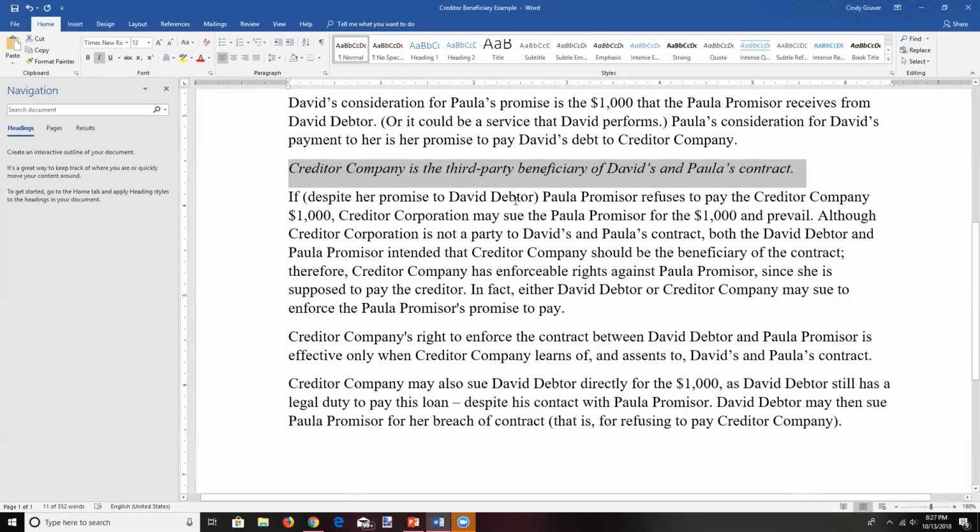If, despite her promise to David Debtor in the contract, Paula Promise refuses to pay the Creditor company the $1,000, Creditor company can sue Paula Promise for the $1,000 and prevail. Although Creditor Corporation is not a party to David and Paula's contract, both David Debtor and Paula Promiser intended that the Creditor company should be the beneficiary of the contract. Therefore, Creditor company has enforceable rights against Paula Promisor, since she was supposed to pay the creditor. In fact, either David Debtor or Creditor company may sue to enforce Paula Promiser's promise to pay.